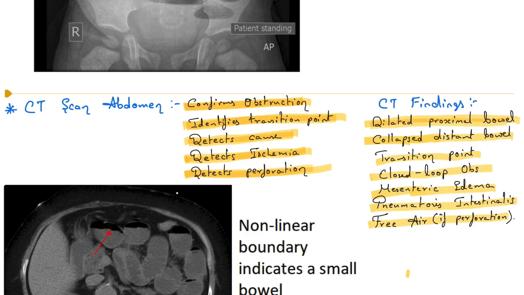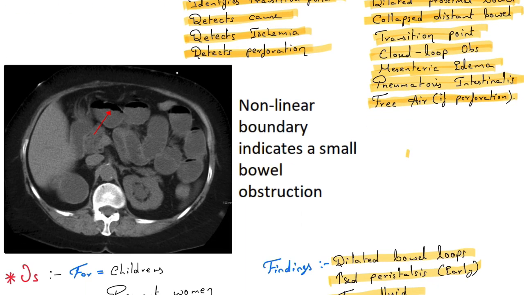Okay, in CT findings you can see dilated proximal bowel, collapsed distal bowel and a transition point, closed loop obstruction, mesenteric edema and pneumatosis intestinalis, and free air if there is perforation. Okay, so you can see here, this is the typical obstruction.